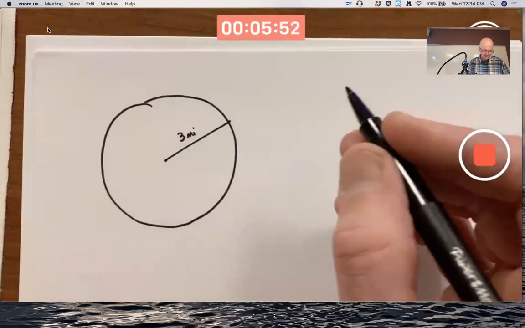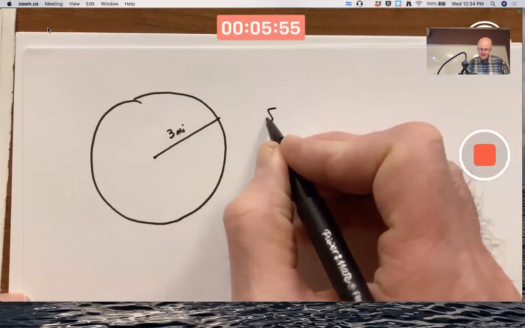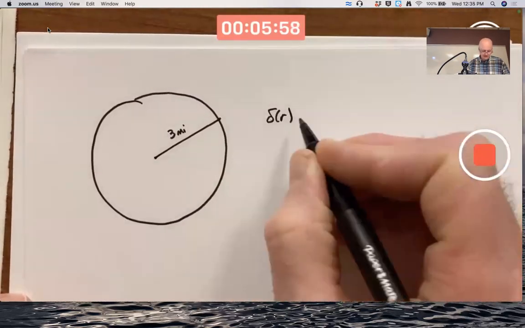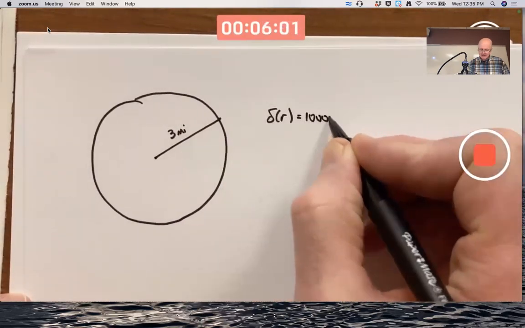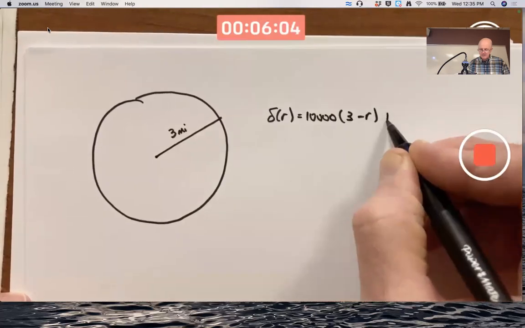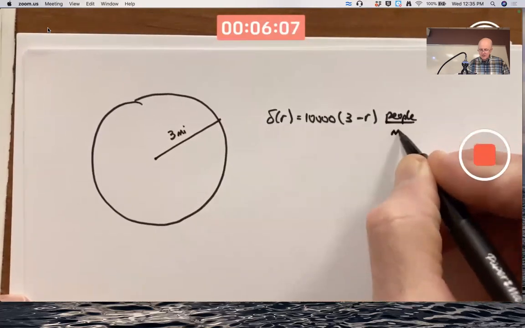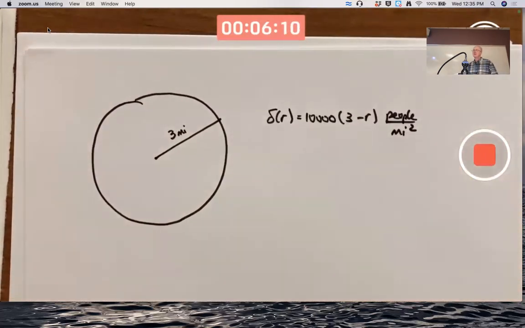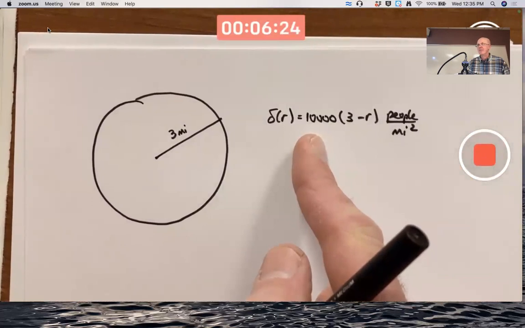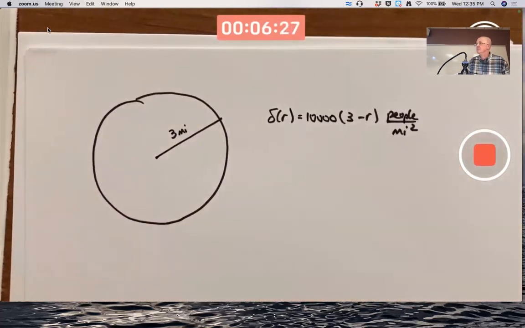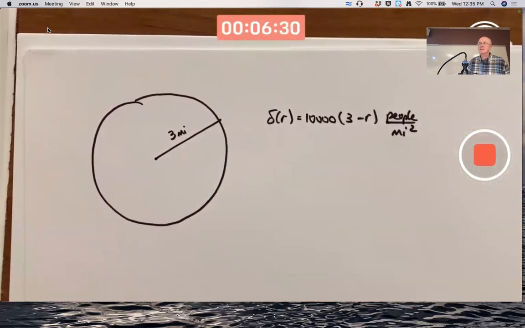Let's go ahead and write the population density here, over here to the right. I could call it delta of r to be consistent. Delta of r is 10,000 times (3 minus r) people per square mile. Before solving this problem, I do want to delve into a little bit about what this means. That is half the battle if you're really trying to understand what's going on here, is understanding what this means. And when you understand what it means, it helps make the rest of the problem make more sense. So let's do that right away, actually. Let's think about what it means.